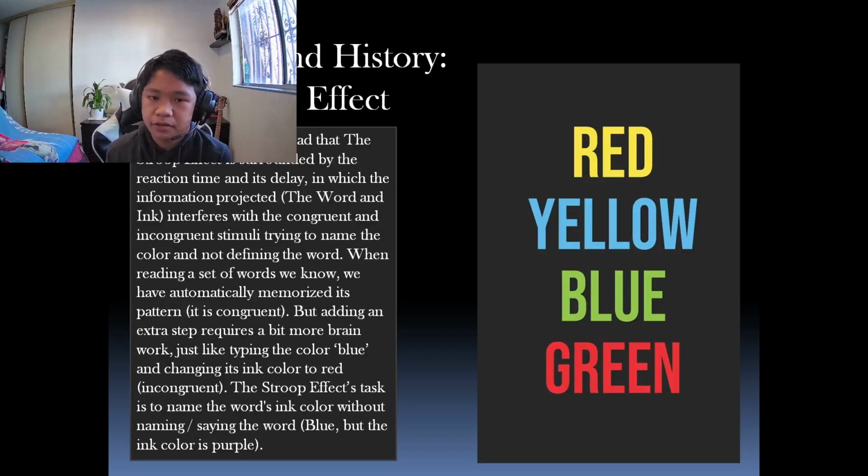When reading a set of words we know, we've automatically remembered its pattern. It's congruent. But if we were to add an extra step, it would require much more brain power, just like typing the word blue and changing its color to red. That's incongruency. The Stroop effect's task is to name the word's ink color without saying the word.